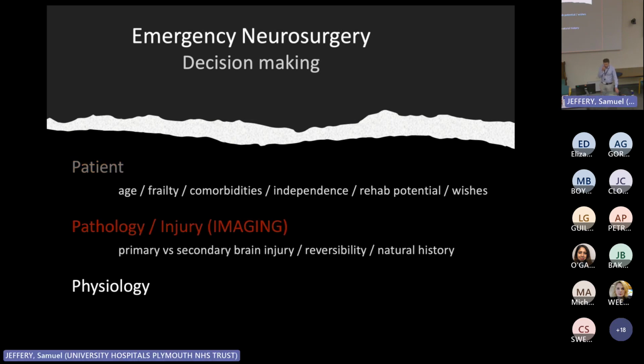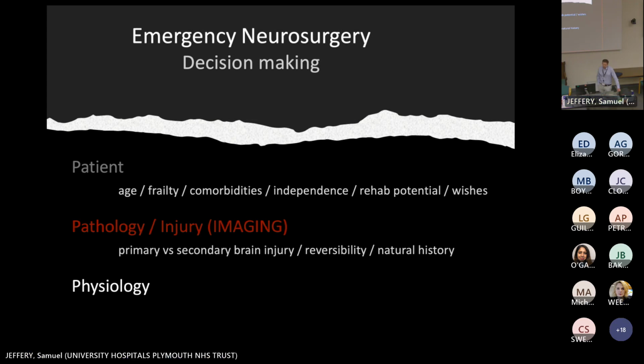So the thing about in terms of the pathology or the injury, and that really comes down to the imaging. What's the scan look like? How bad is that scan? And here we're looking really at that difference in primary and secondary brain injury. There's nothing we can do about that primary brain injury. So everything we do from there onwards is about preventing the secondary brain injury from mass effect, brain herniation, ischemia, etc. And how much of what's happened is reversible?